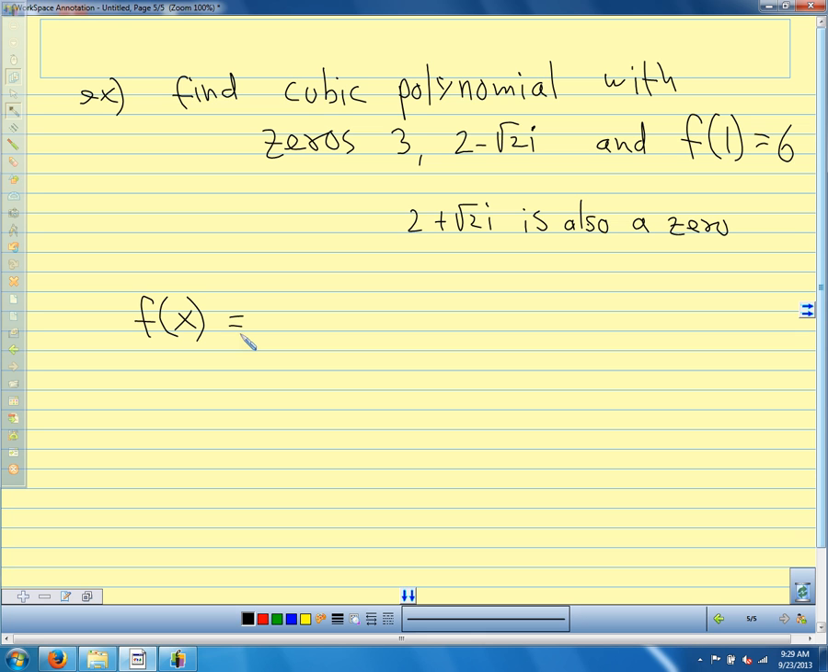Because of this f of 1 equals 6, we can say there might be some number that we could factor out of the entire polynomial, a. Just like we did when we wrote our quadratic polynomial in standard form. We have that a out front. We're going to do the same thing, because we could have some number multiplying everything. A times x minus 3. Then I'm going to write out my factors. x minus 2 minus the square root of 2i. And x minus 2 plus the square root of 2i. So those are my factors.